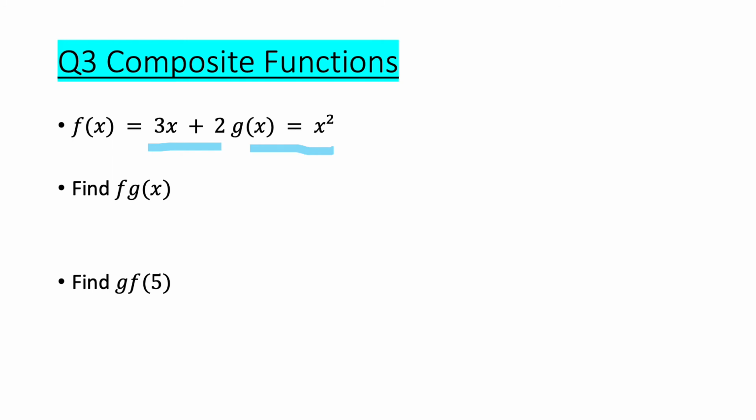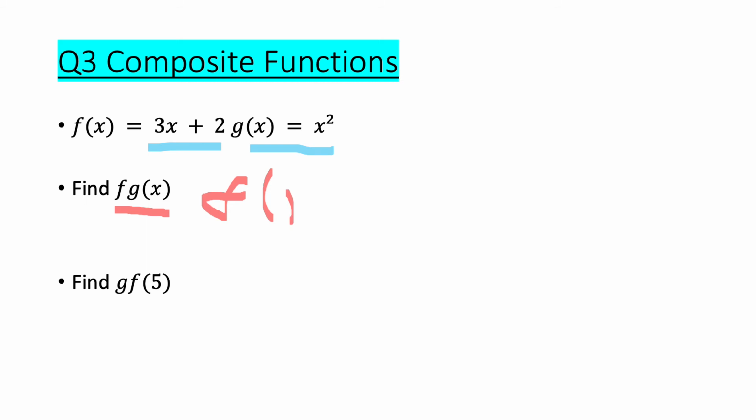f of x is 3x plus 2, and g of x is x squared. Find f g of x. Well, it's a function of a function, so it's f of g of x.